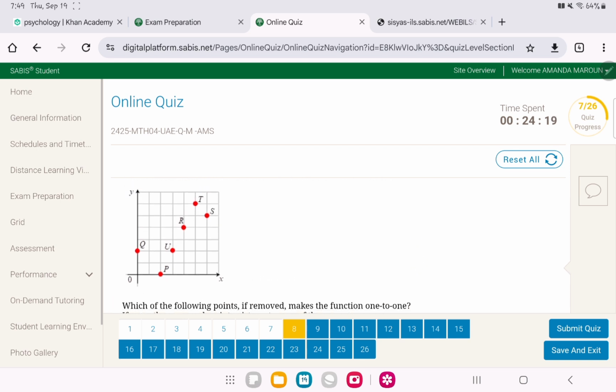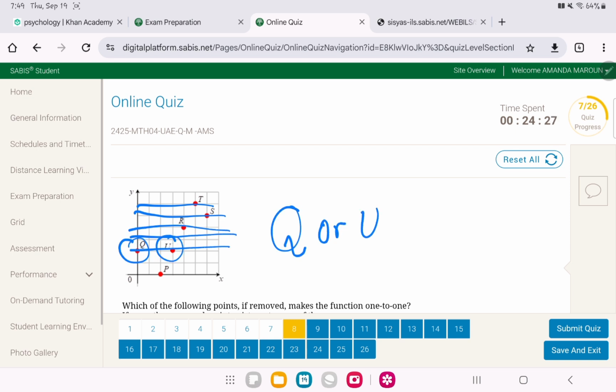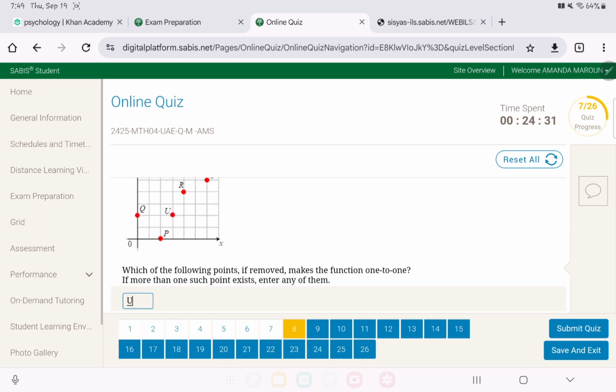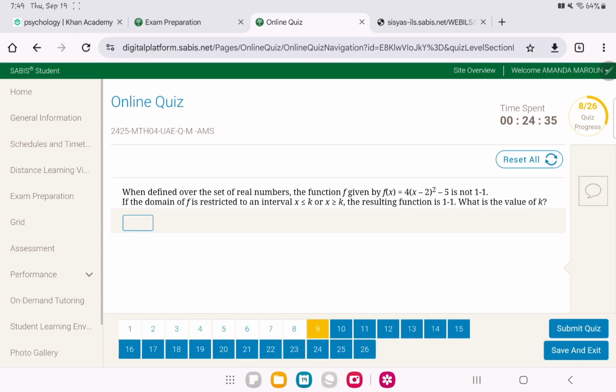We said if it is a 1 to 1 function, we have to do the horizontal line test. Here we have 2 points on the same line. We have Q or U. So you either remove Q or U. So if you put U in the exam, it's correct. And if you put Q in the exam, it is also correct.